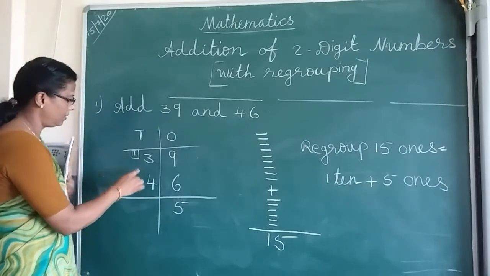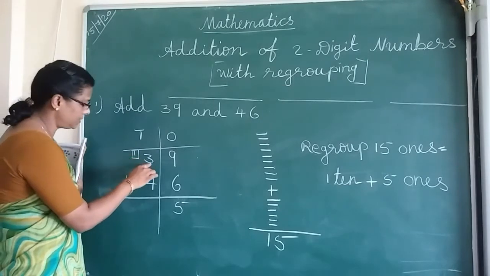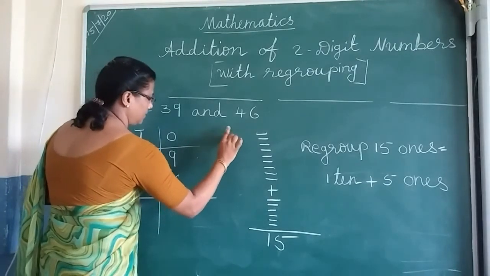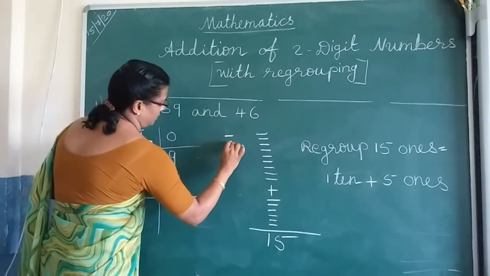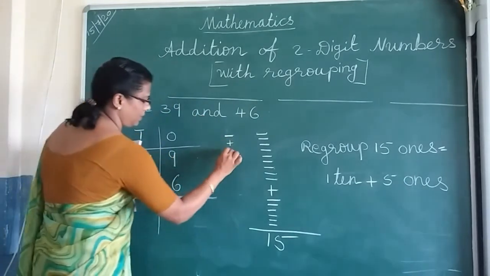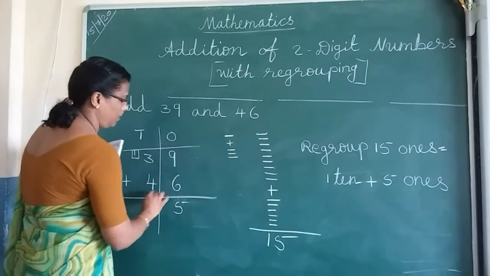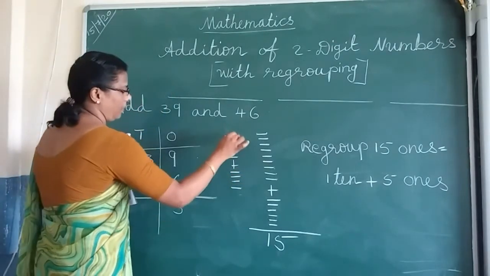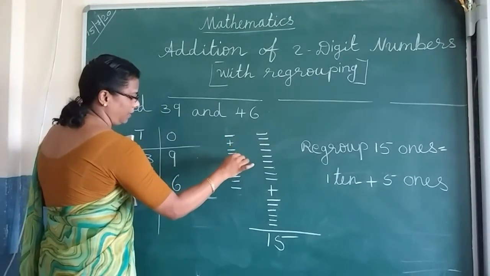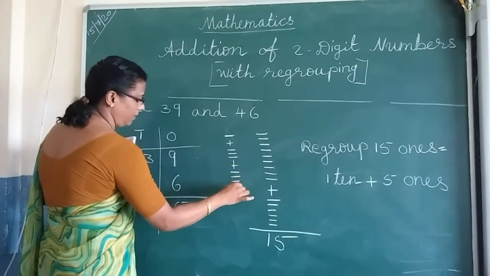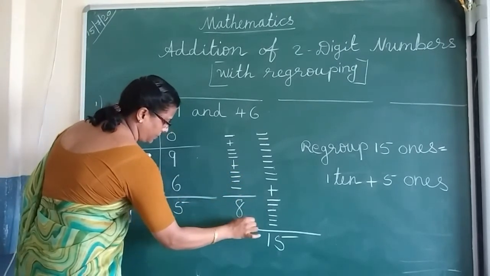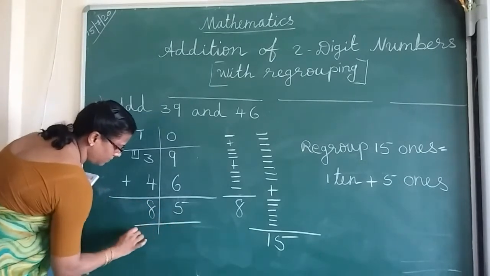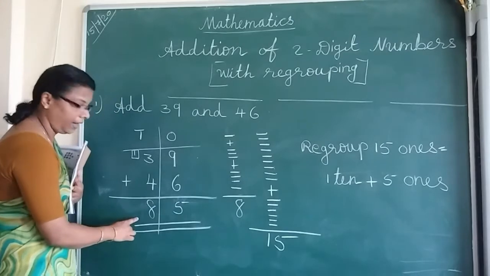Now we add the 10's place. 1 ten plus 3 tens plus 4 tens. 1 plus 3, plus 4 tens. 1, 2, 3, 4, 5, 6, 7, 8. 8. Write 8 in the 10's place. So, the answer is 85.